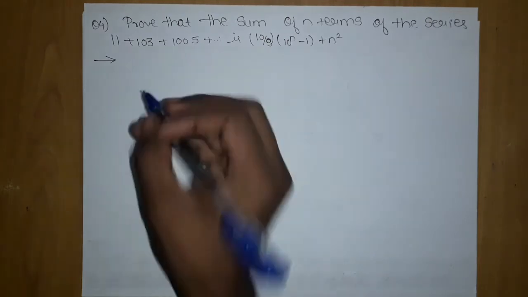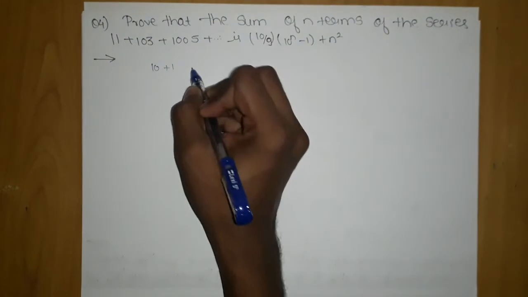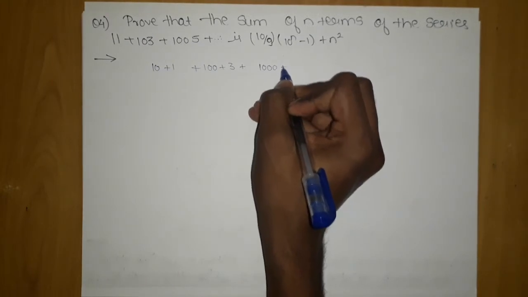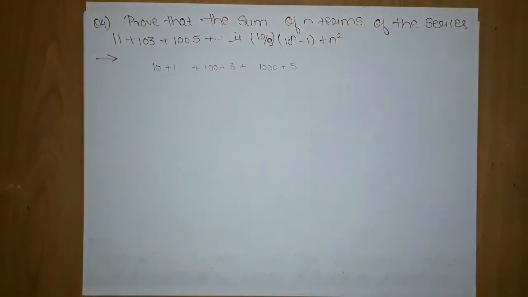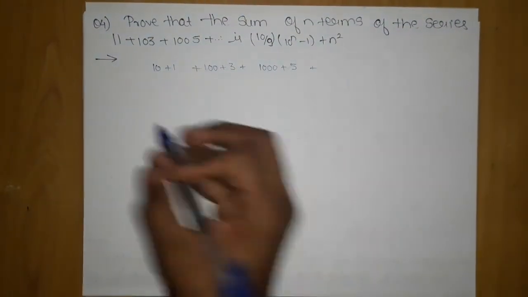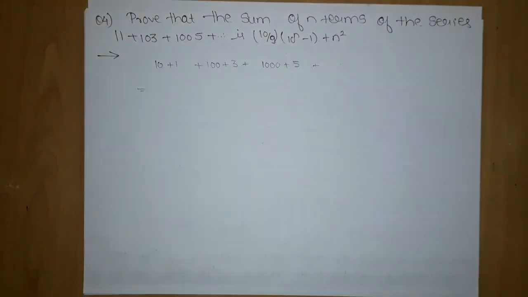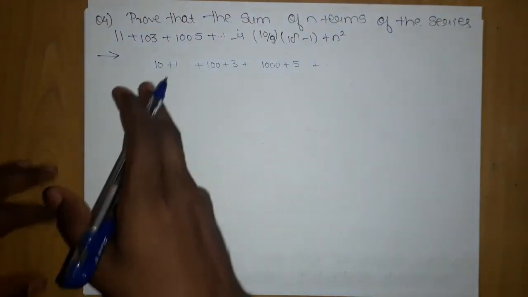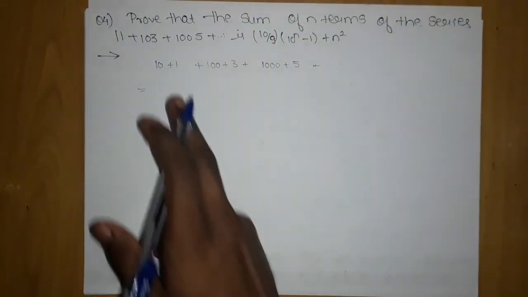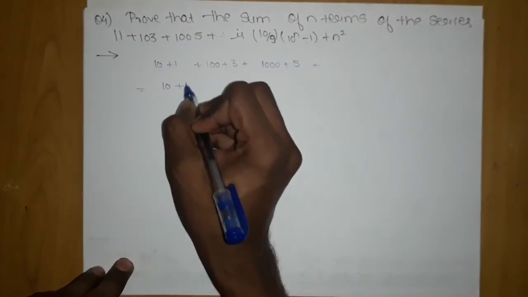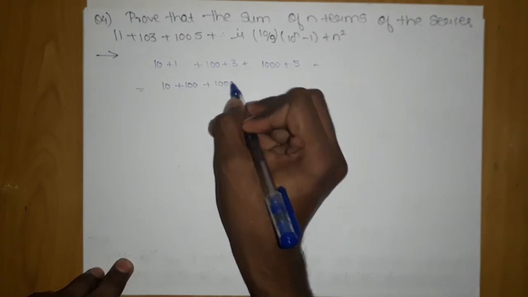You can clearly see that I can write it as 10 plus 1, 100 plus 3, 1000 plus 5. Don't you agree with me? Cannot we do that? And so on. Here you can clearly see that 10, 100, 1000 are in GP, and 1 plus 3 plus 5 will form something else. Let's separate them first.